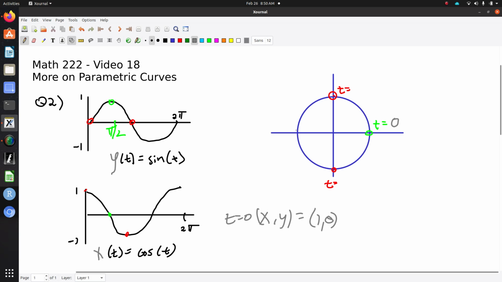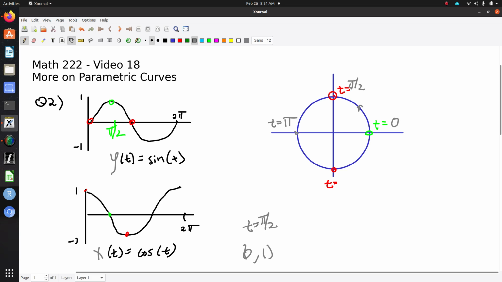And obviously this must be halfway around the circle. T is going to be pi. So are we going clockwise or counterclockwise? Let's go ahead and test this. At t equals pi over 2, sine and cosine are actually going to be 0 and 1. All right, so this is t is pi over 2. So we're moving in the other direction. Okay, so we're moving counterclockwise, or otherwise a positive direction.